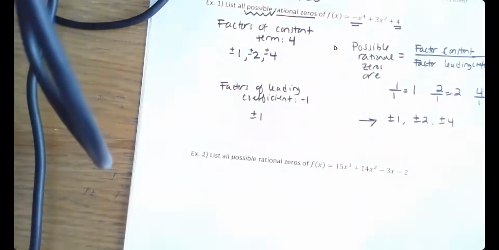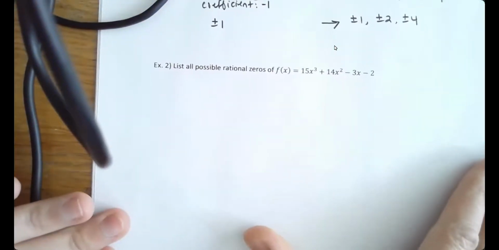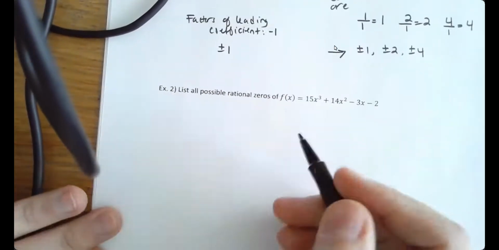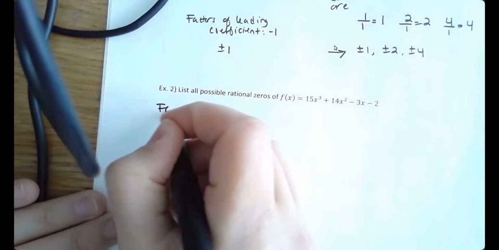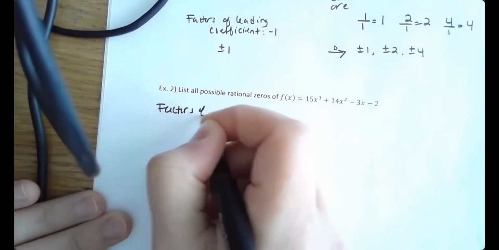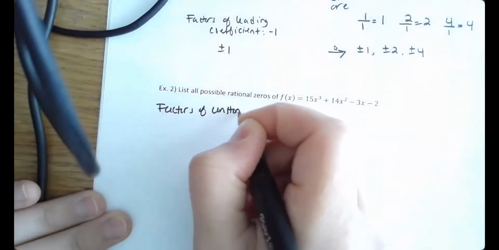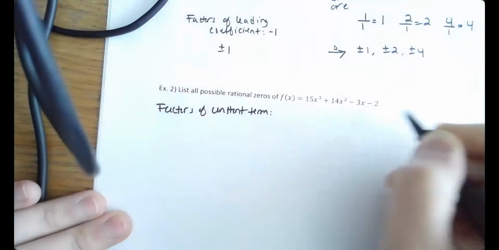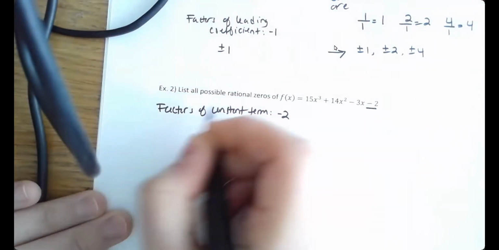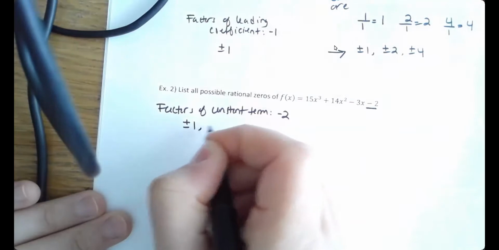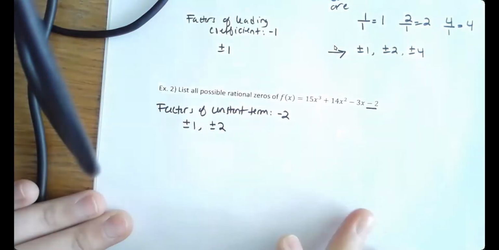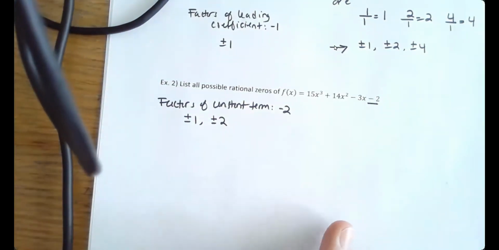All right, let's do another example. So we're going to list all possible rational zeros for this next polynomial. So remember, you're looking at the constant term. My constant term here is -2. So 1 times 2 is 2. That's about all you're going to have here. So your options are ±1 and ±2.